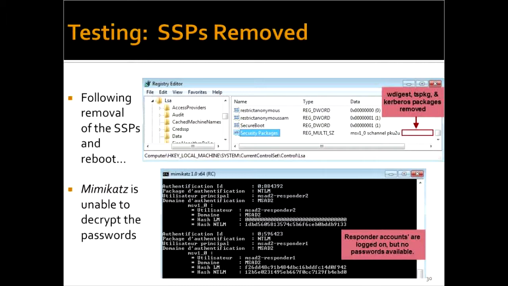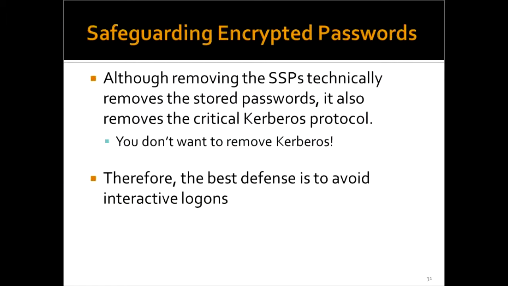And at the bottom, you can see those are my responder 1 and responder 2. It did dump the hashes, but it could not find the passwords. So in theory, it would be nice. However, because Kerberos is one of the vulnerable security packages, we can't really function without Kerberos, and we wouldn't want to. So at this point, the best defense for this particular attack is as simple as avoiding interactive logons. So yet another reason to make sure that with your privileged accounts you're doing network logons and not interactive logons.